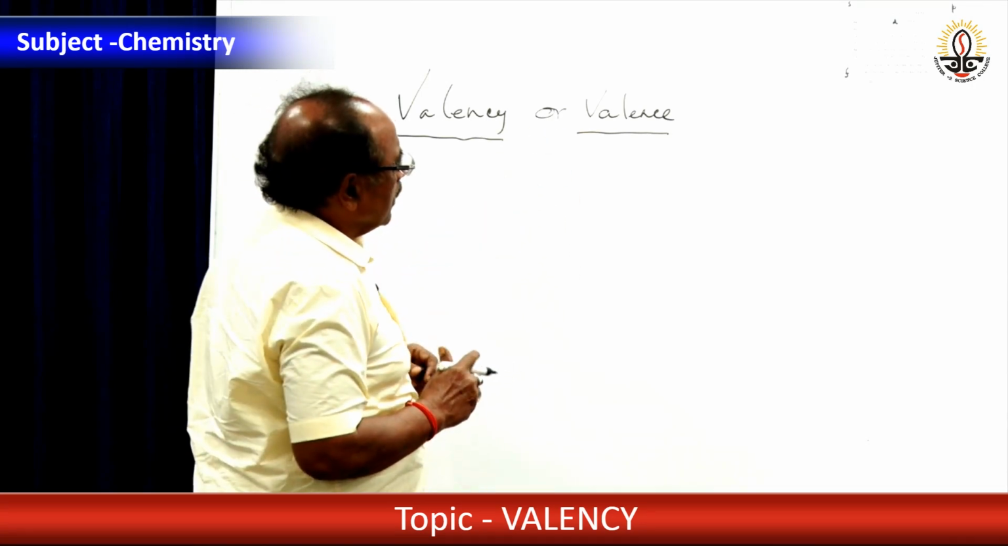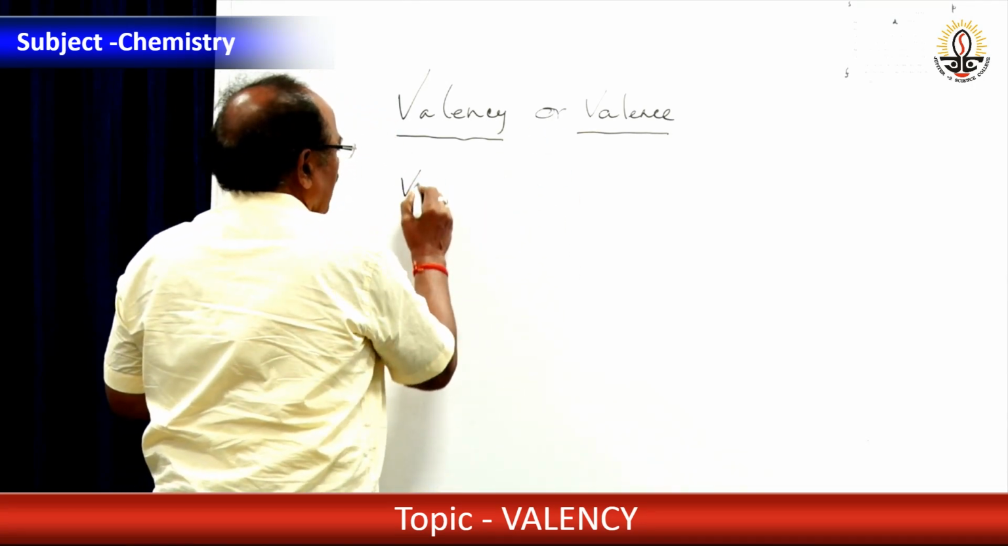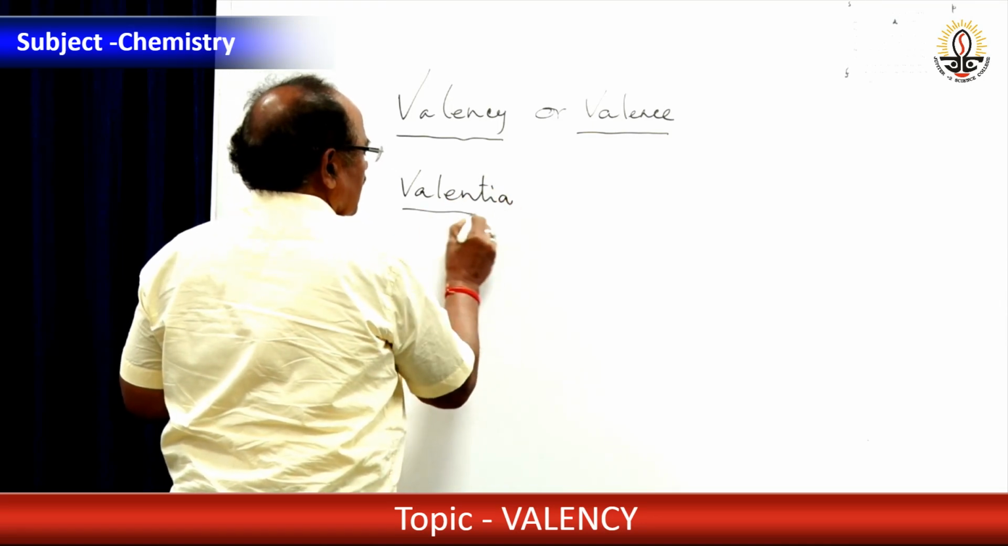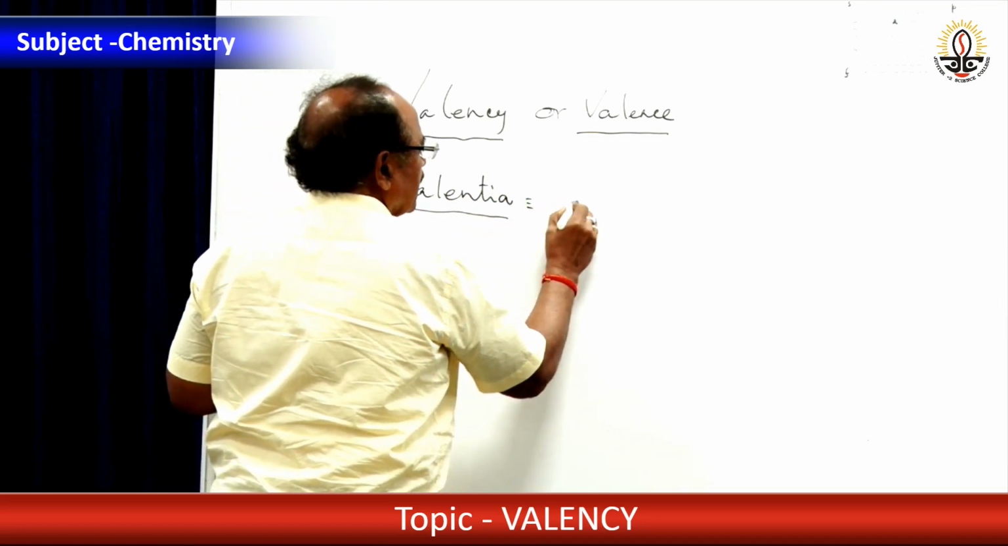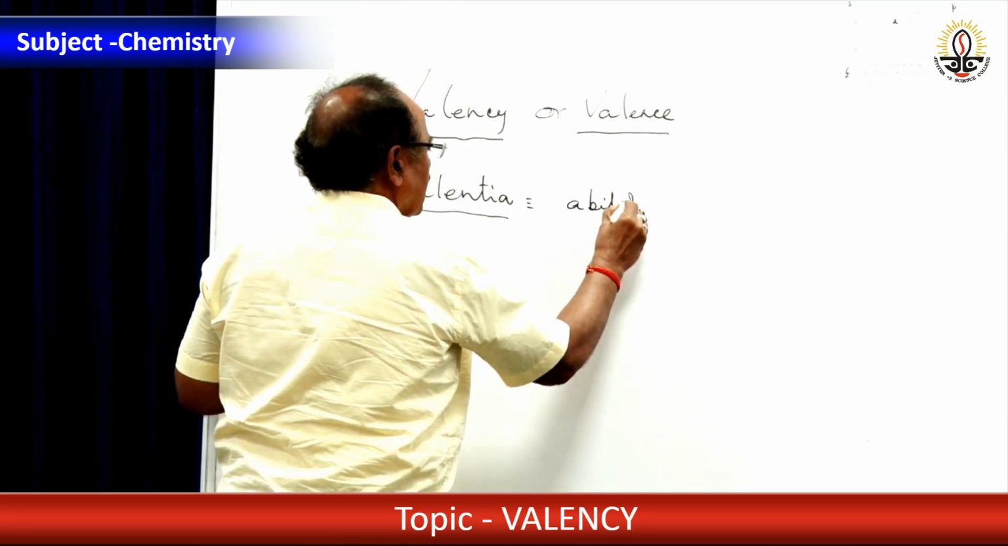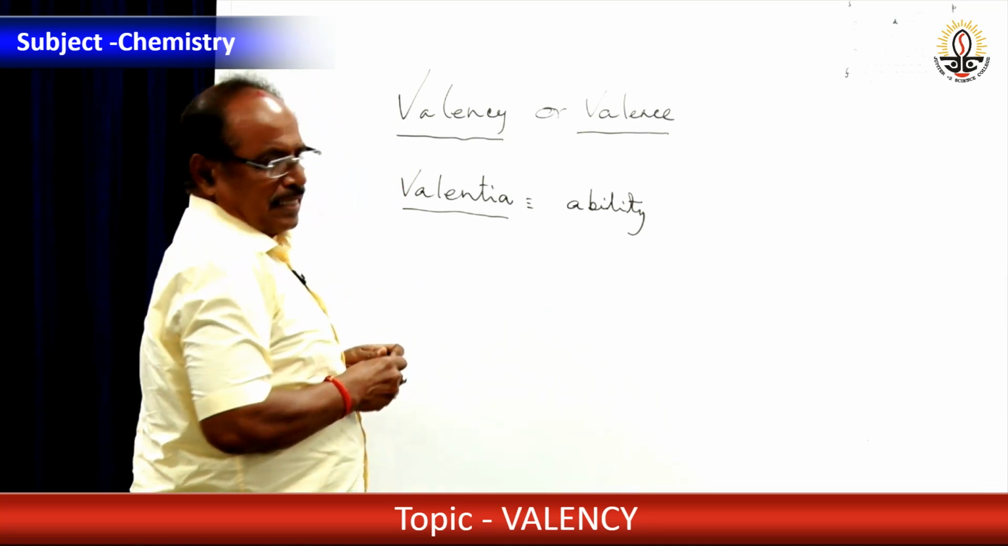So, where does the word valency come from? It comes from a Greek word, Valencia. Its meaning in English is ability.